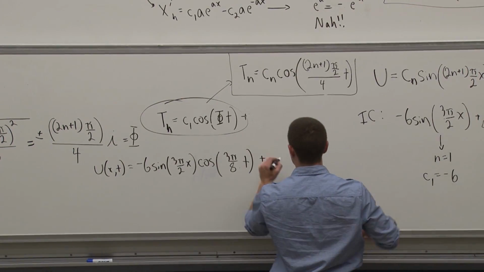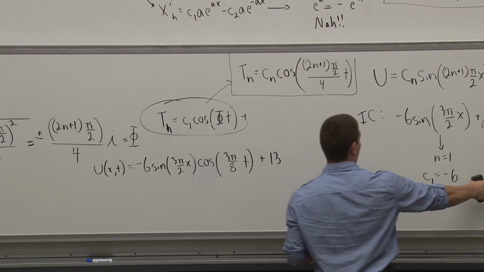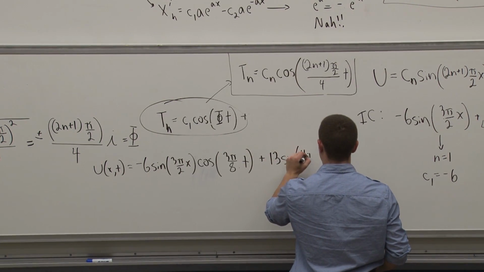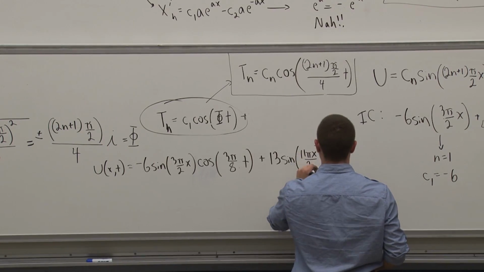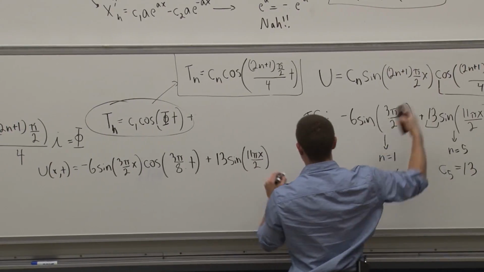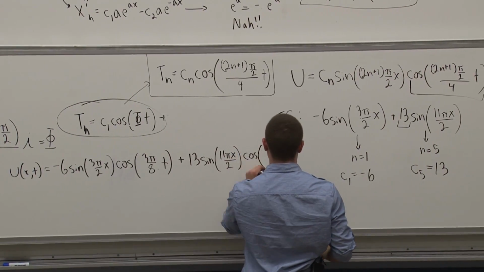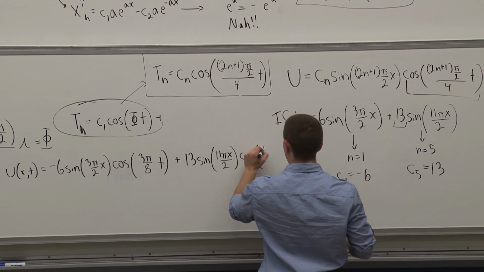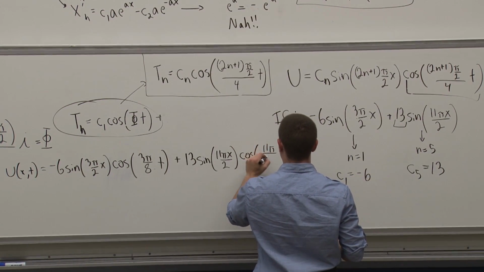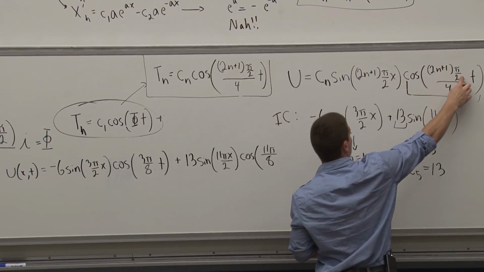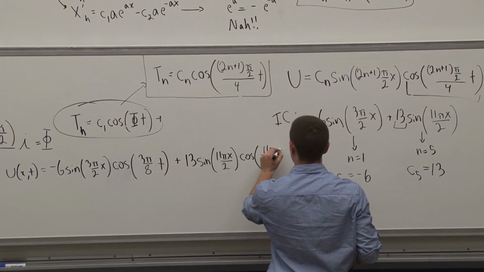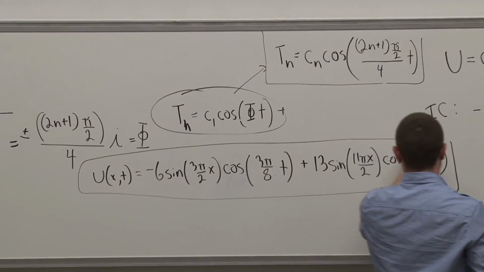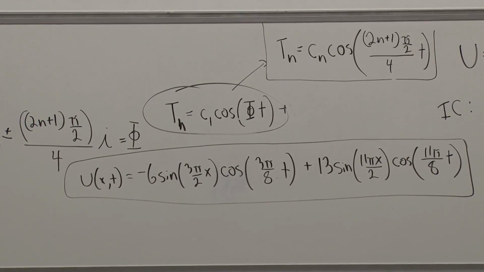Second term, we have 13, which is our c5, times the sine of 11 pi x over 2, times our cosine term from our t function, which is going to be cosine of, n is equal to 5, we put in 5 there, 11 pi over 8, because we have over 2 over 4, which is going to be over 8. We can simplify, and that's it. That is our answer. You get 100. You put that. All right.